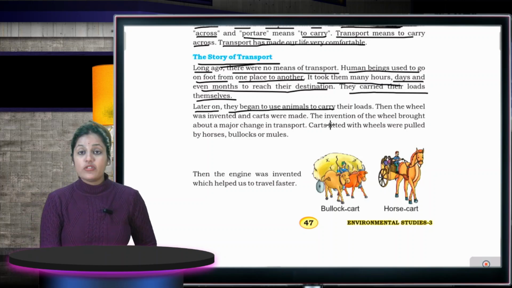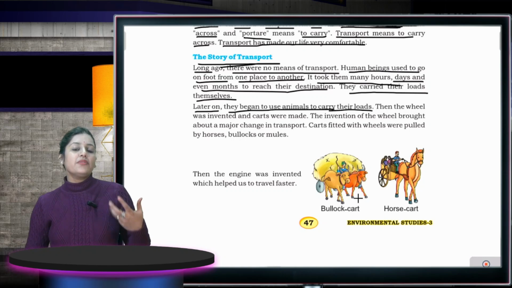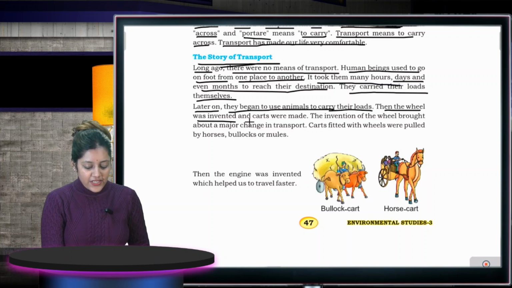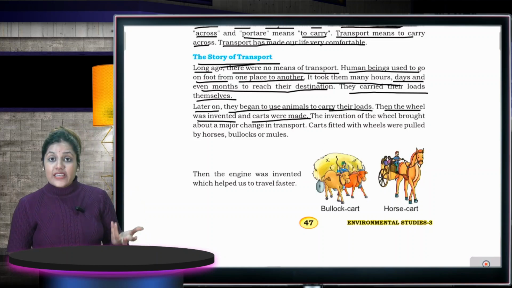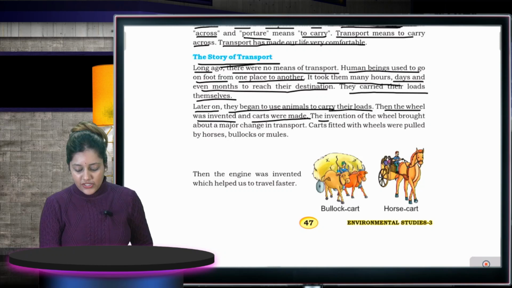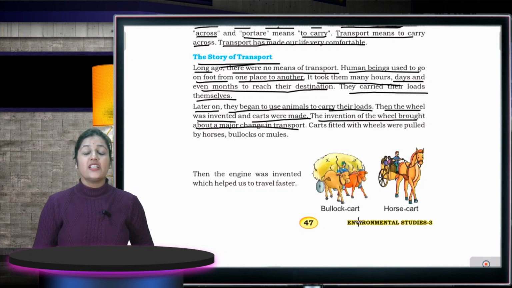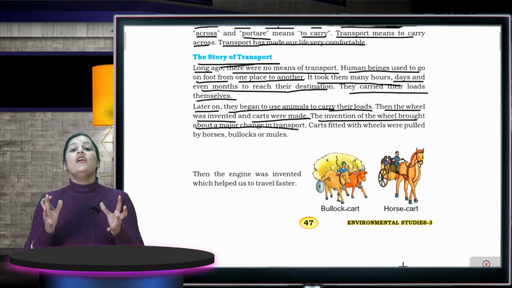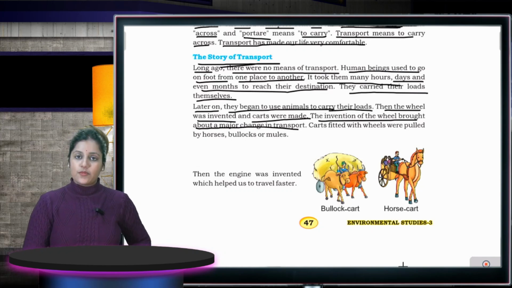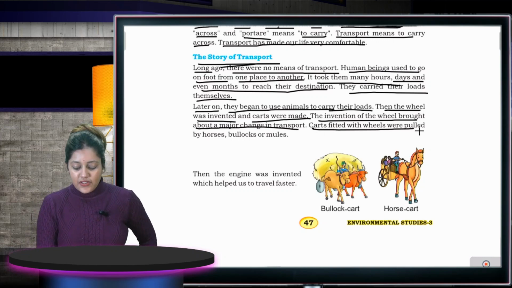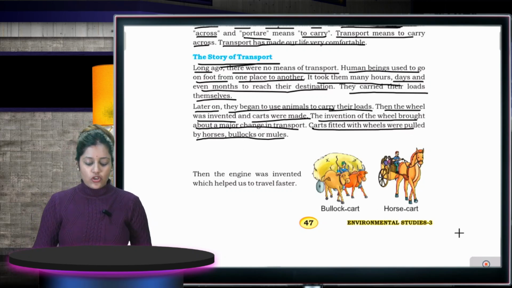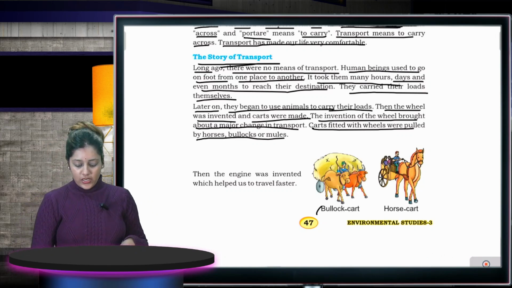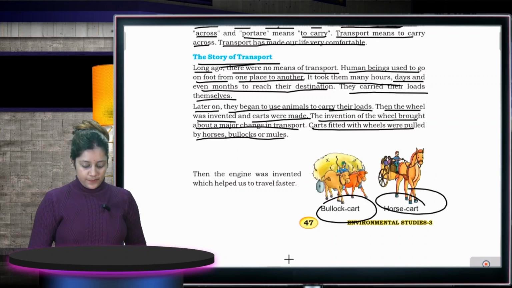Later on, they began to use animals to carry their loads. Then the wheel was invented and carts were made. The invention of the wheel brought about a major change in transport, a revolution in the transport system. Carts fitted with wheels were pulled by horses, bullocks or mules. So carts are made with the help of wheels and are pulled by bullocks, horses or mules.